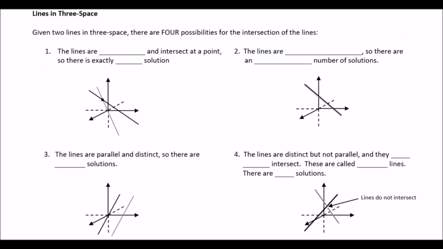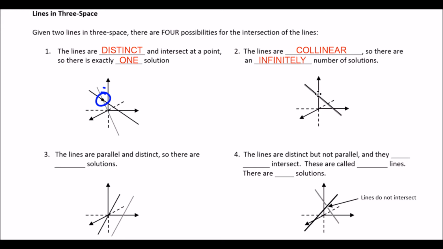So 3 space, same thing. It can have, if they are distinct, which means they're not the same, and intersect at a point, so there's one solution. So for instance, here we go. This guy right there, there's a point of intersection. Alright, these lines are collinear. One line is on top of the other, so that there are infinitely many solutions.